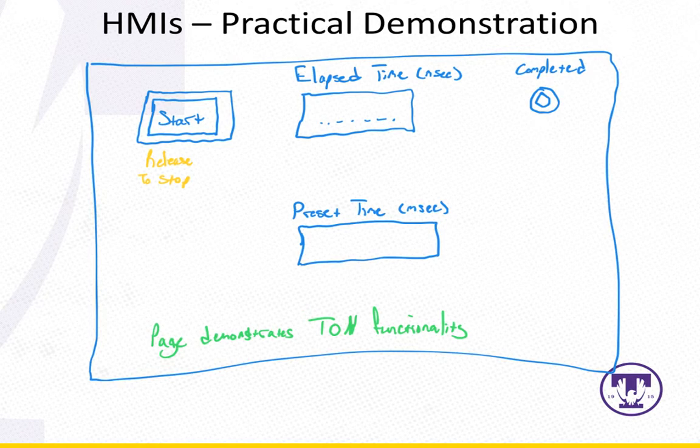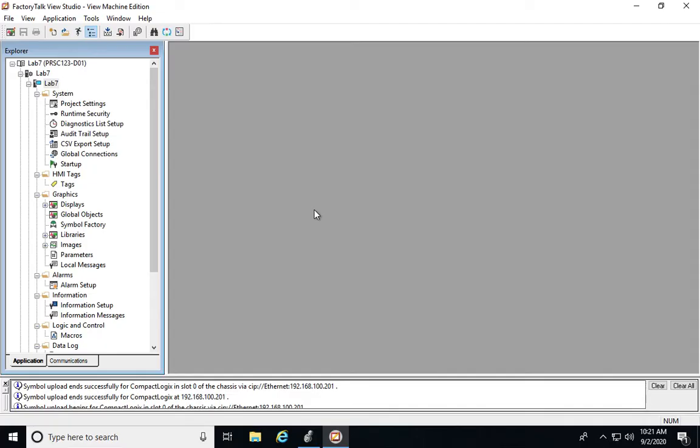Moreover, it's laid out nicely, I think. So you're working from left to right here. Hold the button on the left, see the time accumulate, wait for the light to come on. So it is intuitive. But then below that workflow, we have a place to be able to adjust the preset time. And finally, we have a statement about what the page does. So this is what we're going to now create in FactoryTalk View Studio.